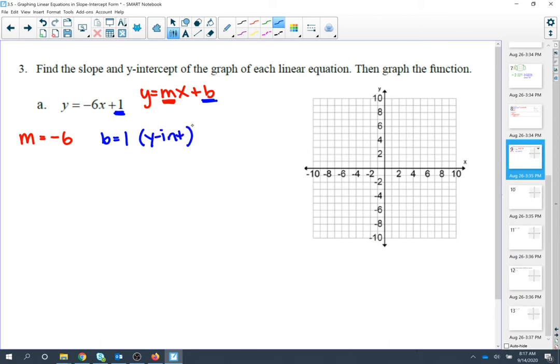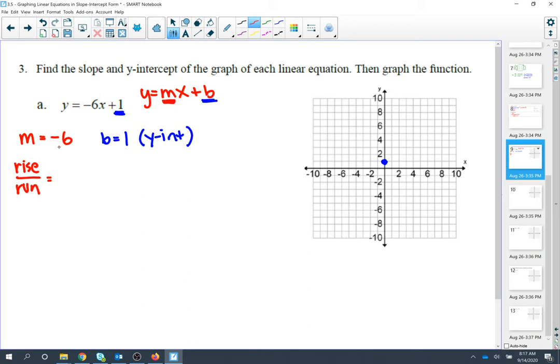Now, the way this works, and I'm going to put this in parentheses, y-intercept, is we're going to come over to our graph, and we're going to put our y-intercept right here at 1. That's our starting point. Now, from there, we're going to use our slope, which is -6. Now, keep in mind that your slope is rise over run.